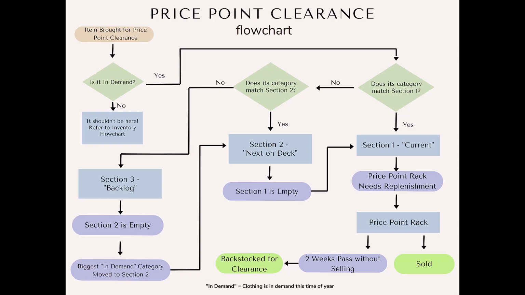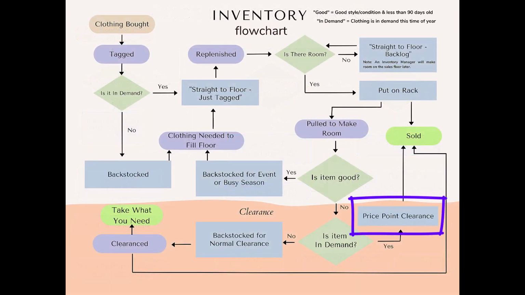This video goes over the price point staging flowchart. These are items that were brought for price point clearance back from the inventory flowchart. As a refresher, this piece of clothing has been pulled from the rack to make room for new stuff, and the item is not good, so it's not good style or condition, or it's been on the floor for 90 days, but it is in demand. Customers are currently shopping for this piece of clothing this time of year.